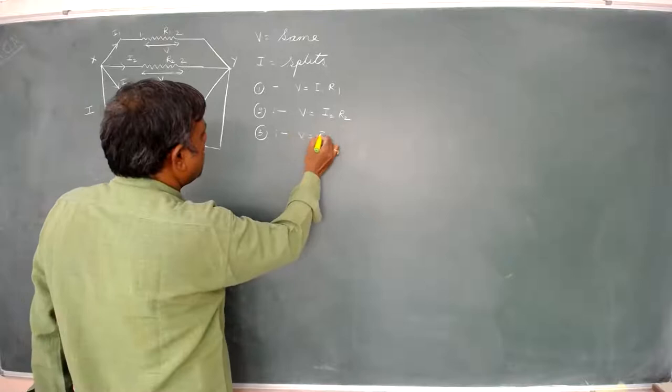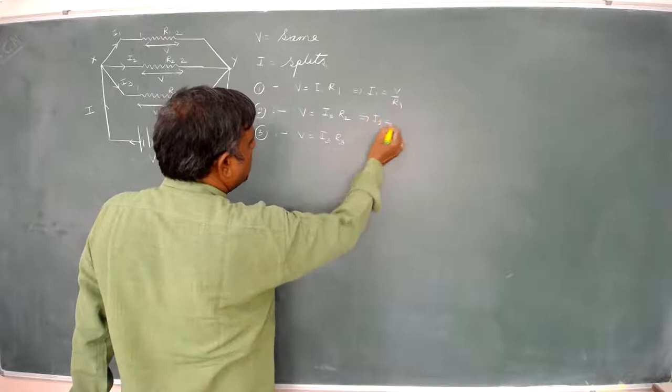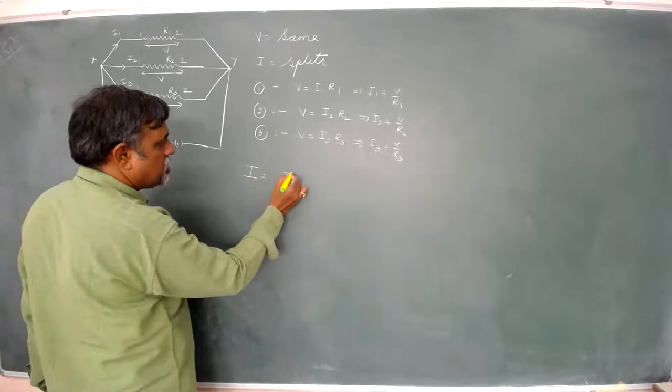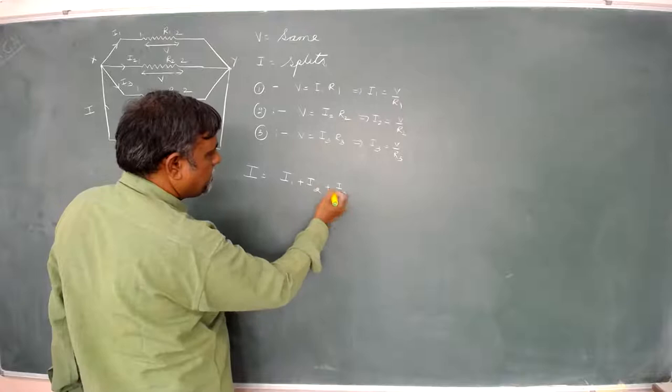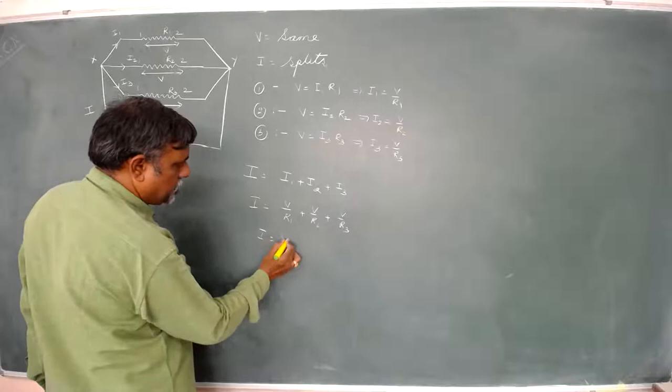From this, I1 is equal to V by R1, I2 is equal to V by R2, and I3 is equal to V by R3. In this splitting, the total current will be the algebraic sum of these three currents, I1 plus I2 plus I3. Therefore, I is equal to V by R1 plus V by R2 plus V by R3, which is V into (1 by R1 plus 1 by R2 plus 1 by R3).